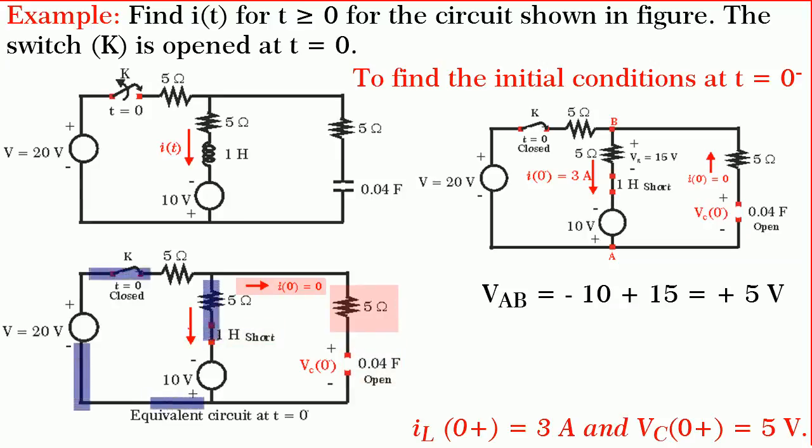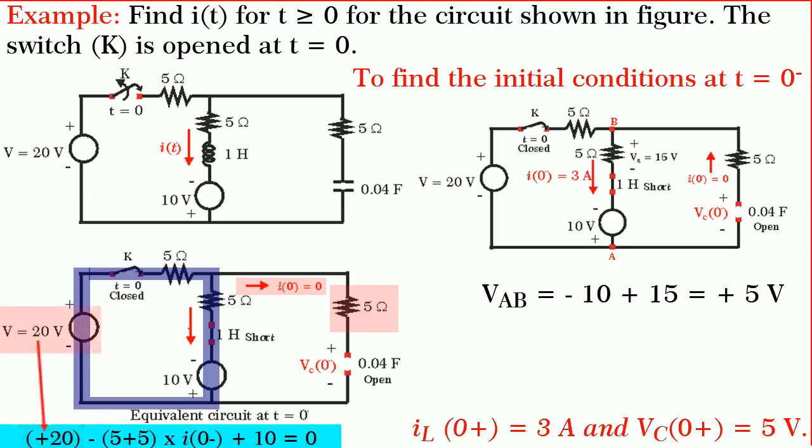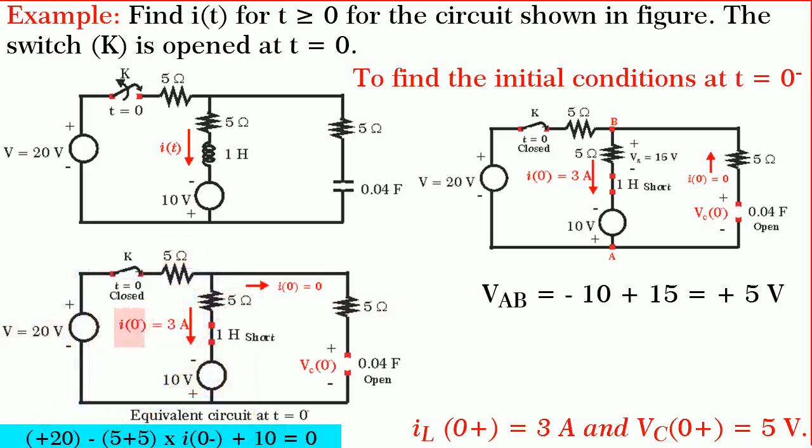If we write the Kirchhoff's voltage equation for the closed loop, we get plus 20 minus 10 into i(0 minus) minus 10 is equal to 0, which will give us i(0 minus) equal to 3 amperes, and hence i_L(0 plus) also is equal to 3 amperes.